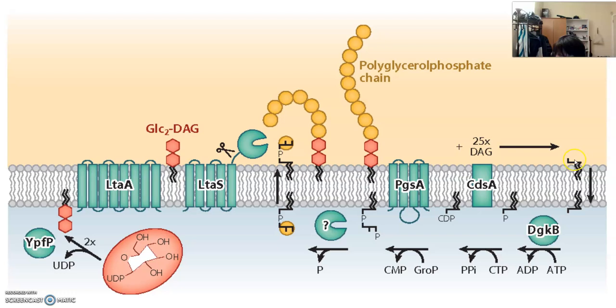This is not going to be cleaved, because it's going to remain bound to the membrane. And that's the difference between the teichoic acid and lipoteichoic acid.